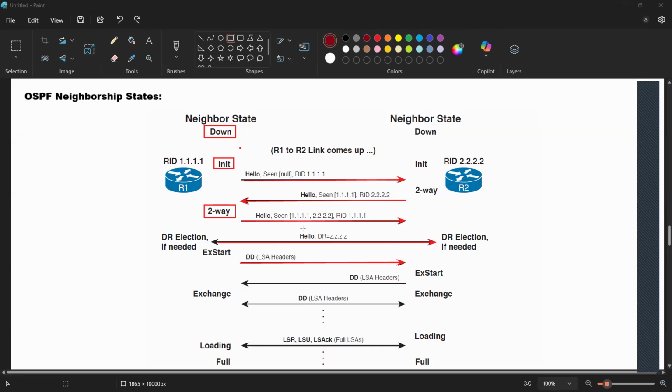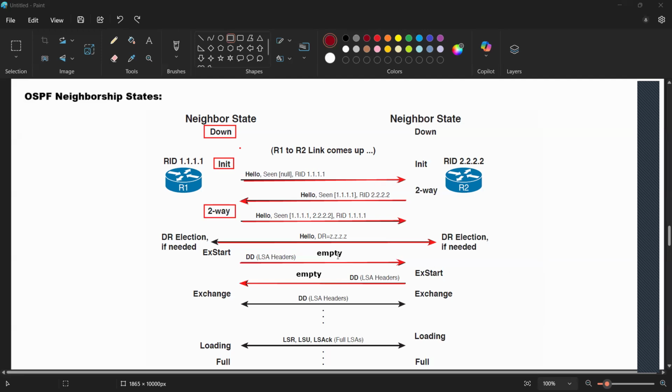So what they will do, they will send this database description message. They will exchange this database description message, but only empty. There will be no information. These database descriptions will be empty. That means they will have only kind of information like router ID and all. No database information.